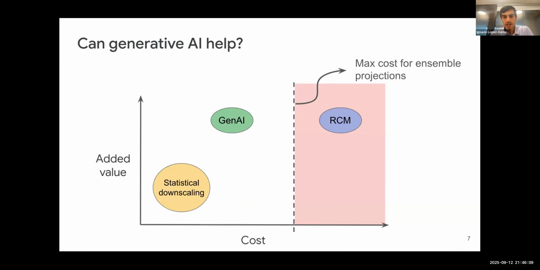And an approach, running regional climate models or dynamical downscaling, that provides a lot of added value, but remains too expensive to apply to climate ensemble projections, which is necessary for climate risk assessment. So the idea here is whether we can use generative AI to roughly retain the skill of regional climate models, but at a much reduced cost, such that we can apply these techniques to large ensembles and then estimate robustly the risk of extremes.